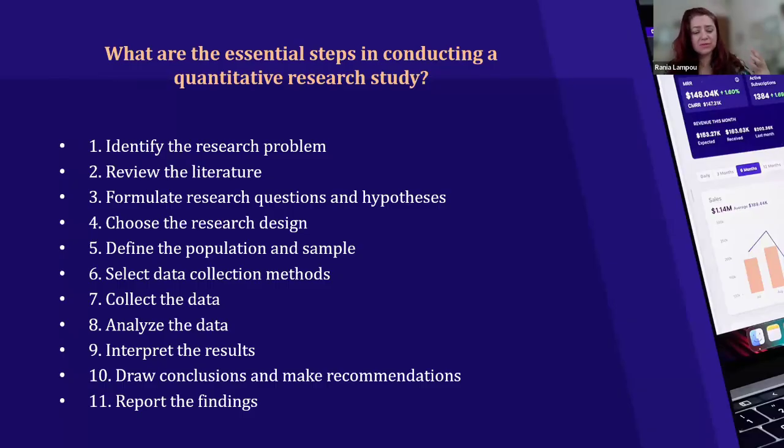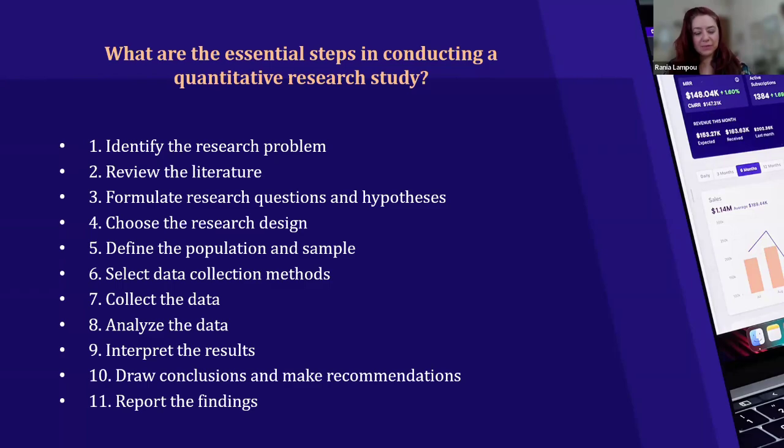Then we choose a research design. Of course, we will select a quantitative research design, be it descriptive, correlational, experimental, or quasi-experimental, and determine whether the study is cross-sectional or longitudinal. Then we define the population and sample. So we need to identify the target population. We decide on the sampling technique: random, stratified, or cluster. And we determine the sample size based on statistical power analysis.